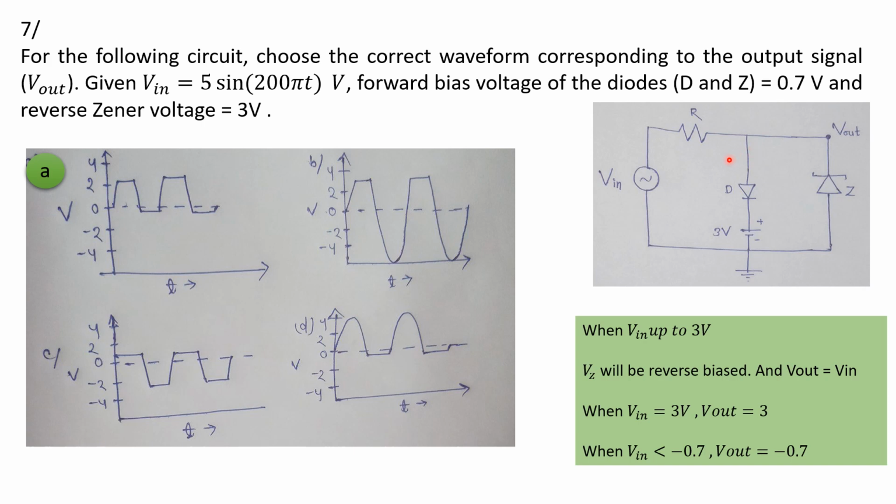When V in is up to 3 volt, the Zener will act like a reverse biased diode, and here V output will be equal to V in. And when V in is equal to 3 volt, V out will also be 3 volt. And when V in is less than minus 0.7, the V output will also be equal to minus 0.7. So by checking all these conditions, the graph that matches is option A. So here option A is the correct answer.